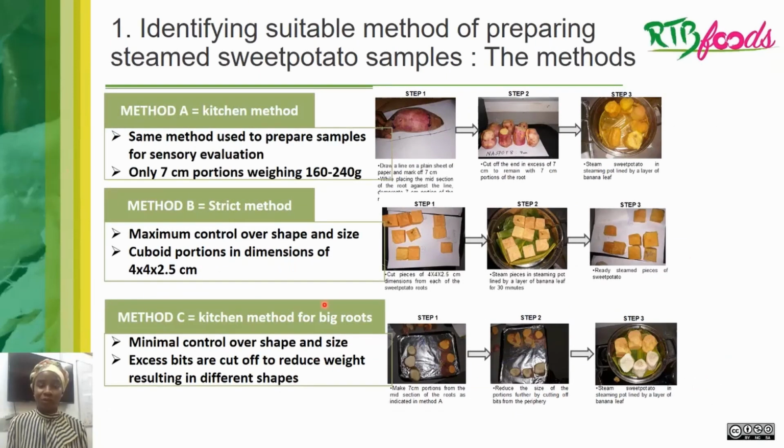And here are the methods we were using. Like I said, there are three. The first one, method A, which we now commonly refer to as the kitchen method, follows the same exact procedure we use to prepare samples for sensory analysis. And there we prefer portions of a particular size. So we have some level of control on the weight of the samples we use.